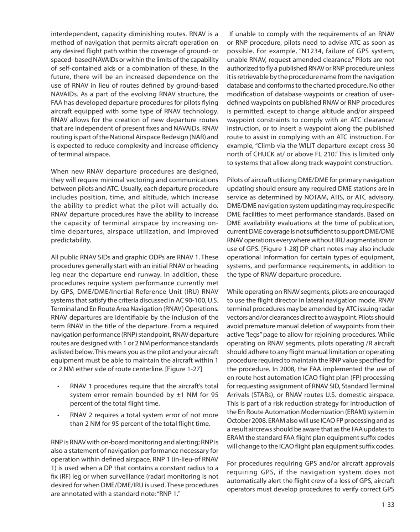No other modification of database waypoints or creation of user-defined waypoints on published RNAV or RNP procedures is permitted, except to change altitude and/or airspeed waypoint constraints to comply with an ATC clearance or instruction, or to insert a waypoint along the published route to assist in complying with an ATC instruction. For example, climb via the Wyelet departure except cross 30 north of Chuckett at or above FL 210. This is limited only to systems that allow along-track waypoint construction.